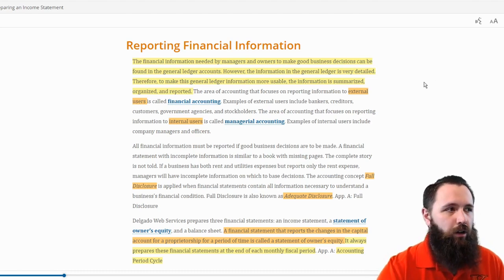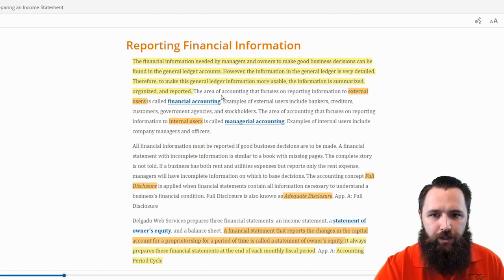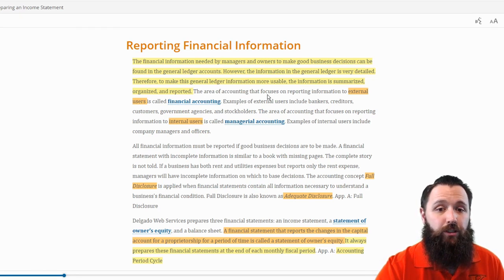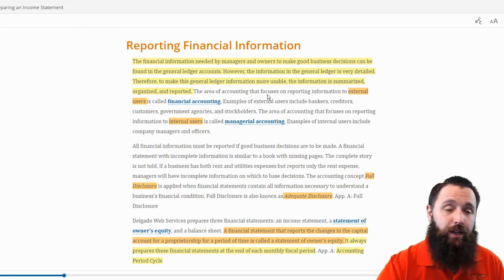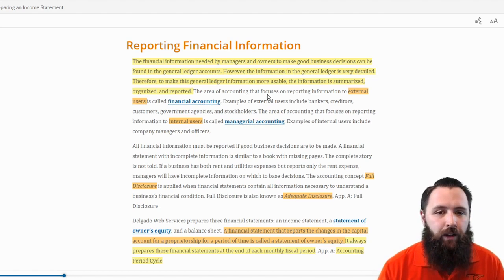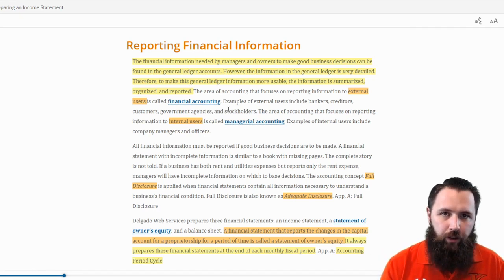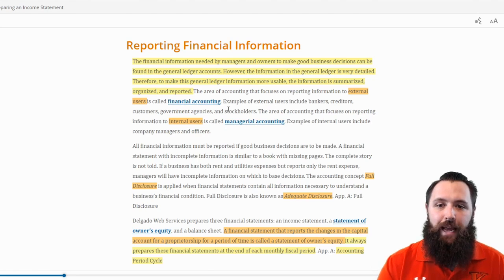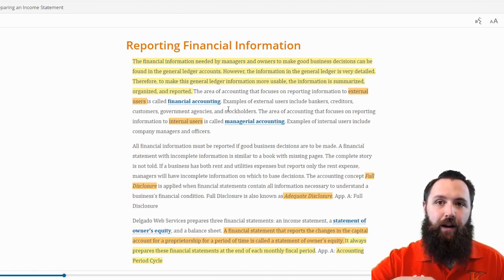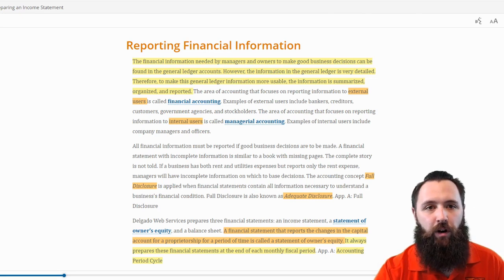The first one we're going to look at is the area of accounting that focuses on reporting information to external users. External users are people that are outside of our company. They could be bankers, creditors, customers, government agencies, and stockholders. So we're going to give this information that we've recorded through our general ledger and through our worksheet, and compile it together so we can get it out to the people that care about our business but are outside of the realm of our business.